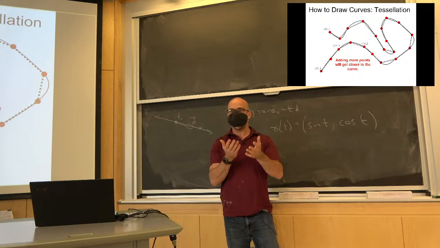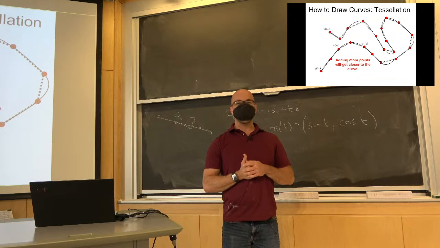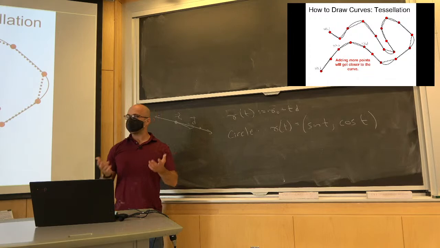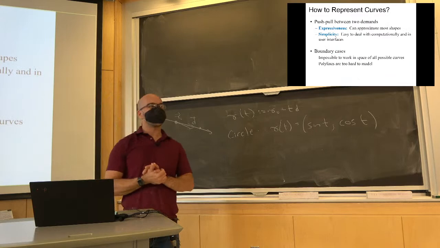So there's a bunch of strategies out there. They tend to be called adaptive sampling. What they'll do is say, oh, it looks like there's a bunch of curvature over here, so maybe I should add some more t's or something like that. You guys could probably all cook up some kind of reasonable strategies at home. Okay, so that's our low-level curve representation, right?